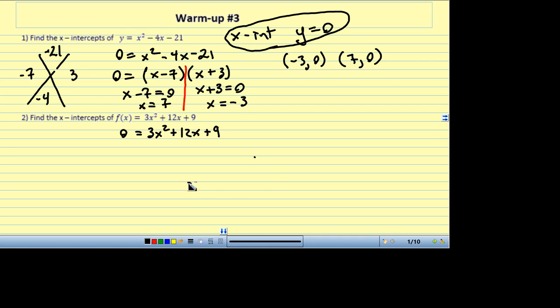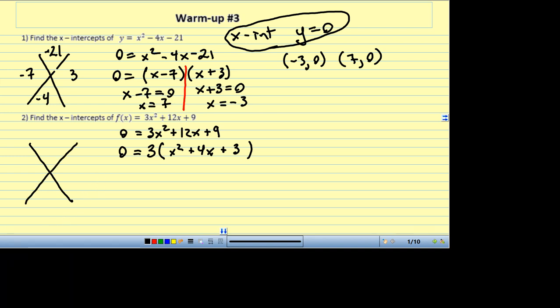Everything's divisible by 3. So I'm going to divide the whole thing by 3. I'm going to pull out the 3. So 0 is equal to 3 times the quantity. And you got to ask yourself, 3 times what gives me 3x squared? That's x squared. 3 times what gives me 12x? That's 4x. And then 3 times what gives me 9? Well, that's 3. And now I'm going to use the magic x.